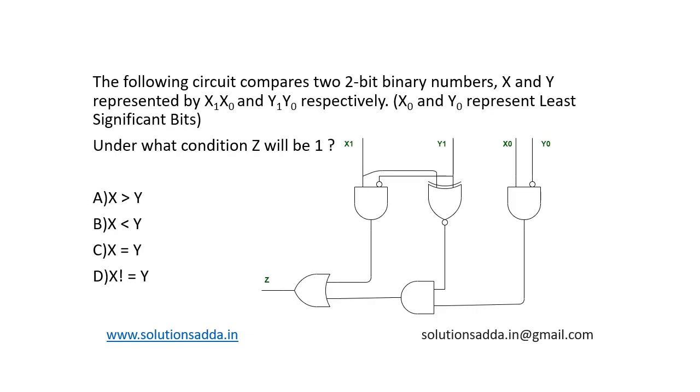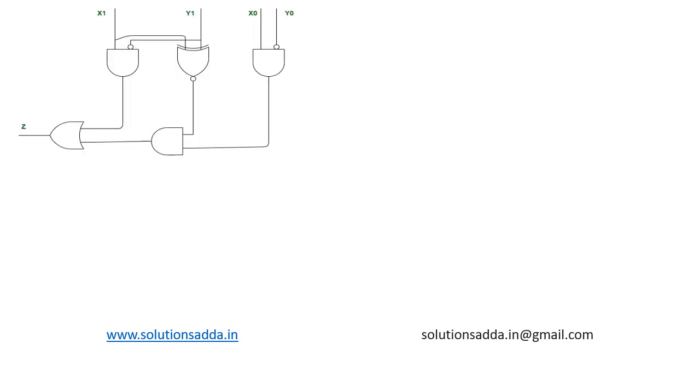This is a previous year ISRO question. The following circuit compares 2-bit binary numbers x and y represented as x1, x0 and y1, y0 respectively, where x0 and y0 represent the least significant bits. Under what condition z will be 1? And the conditions are x greater than y, x less than y, x equal to y and x not equal to y. Let's explore each of the options.